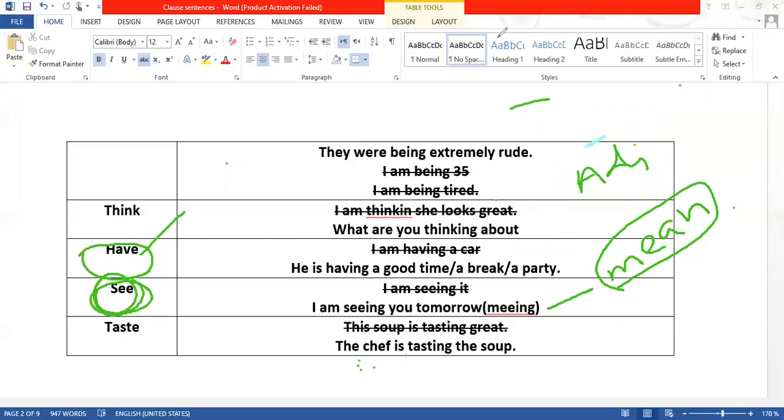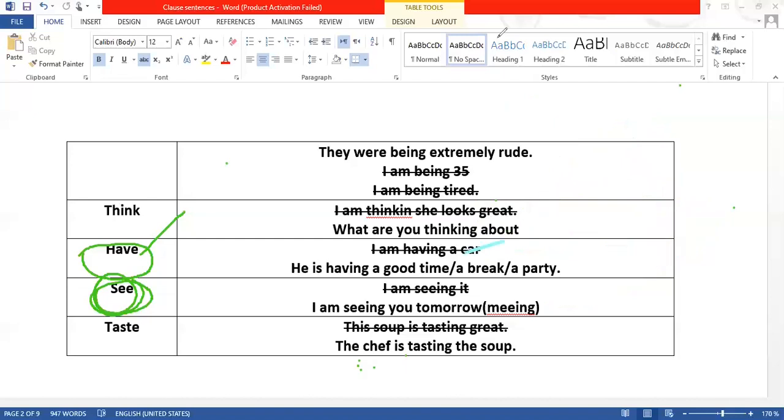Excuse me, sir. Sir, if we say that I see him with great respect, how is this? That is a state verb, but you cannot say it in a continuous sense. You cannot say, I am seeing him with great respect. So that is a state. See is a state verb.